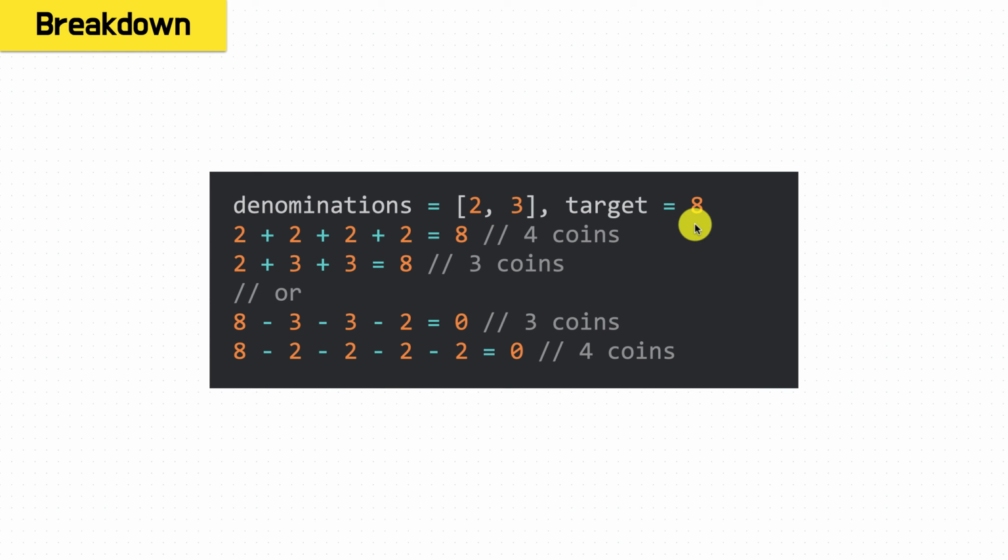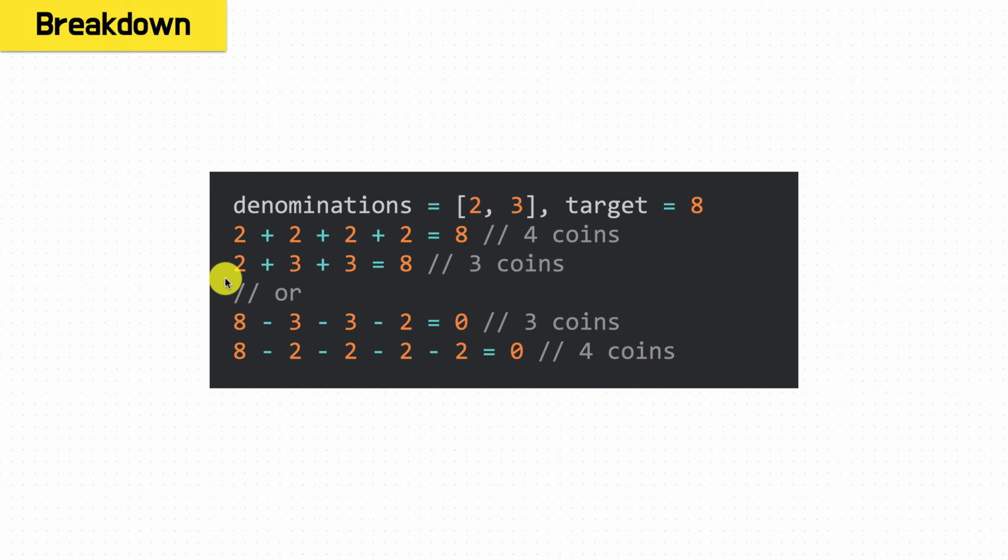We're going to use a target change amount of 8, and we want to find the smallest number of ways to reach 8 using a coin with a value of 2 and 3. If you were solving this in your head, you would probably do something like, well, I know 2 plus 2 plus 2 plus 2 is 8, so that's going to be 4 coins. But I also know 3 plus 3 is 6, and then plus 2 is 8, so that's smaller, so I can get there in 3 coins using that combination.